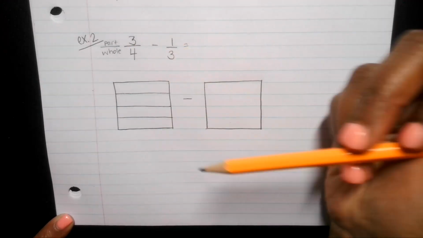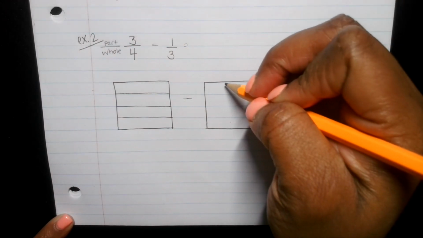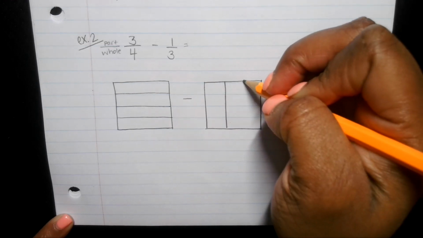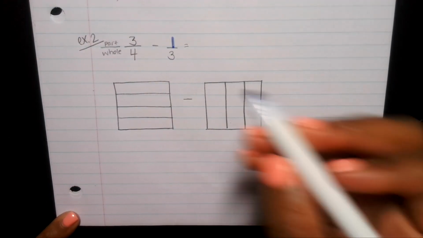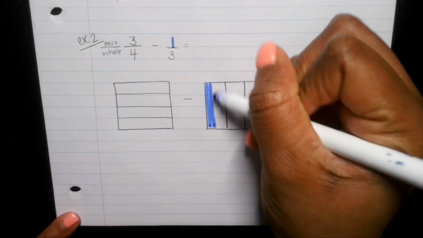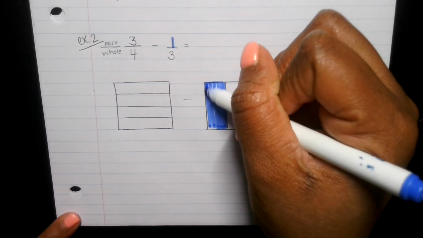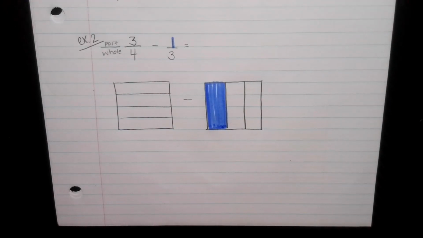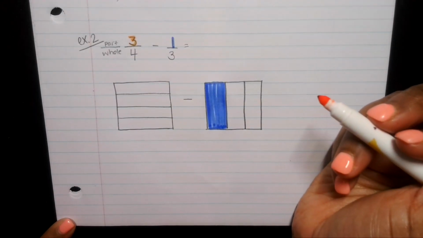But for this rectangle, we're going to separate it into 3 equal parts. And I'm going to use vertical lines for that. To represent this 1/3, we're going to shade in 1 out of the 3. To represent 3/4, we're going to shade in 3 boxes out of the 4.